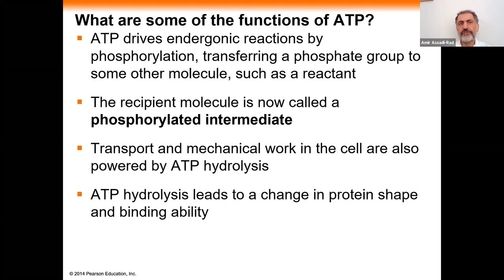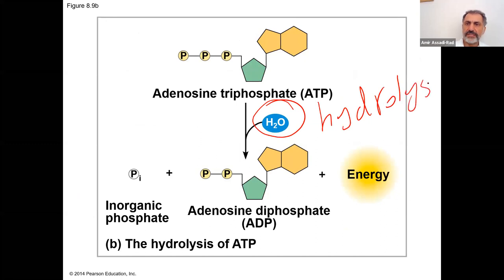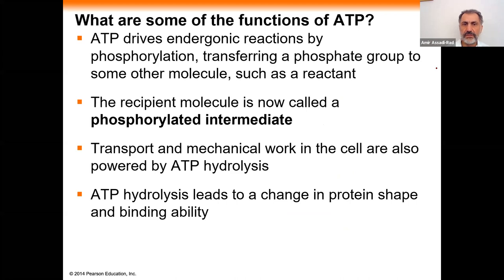What are some of the features of ATP? I'm going to let you study it. Of course, when you want to cause this breakage, as you saw, you need water. So the process is called hydrolysis. Okay, hydrolysis, which they are explaining right here. And when ATP phosphorylates other molecules, ATP releases one phosphate that attaches to another molecule, which is phosphorylated.